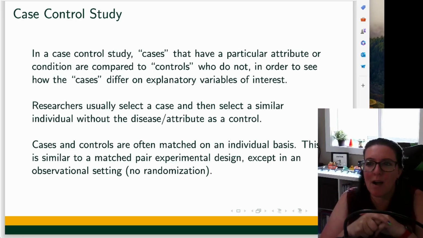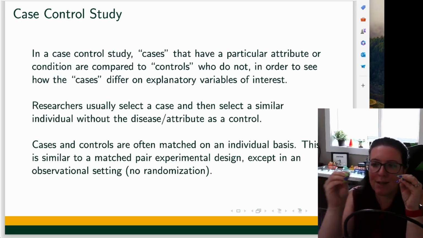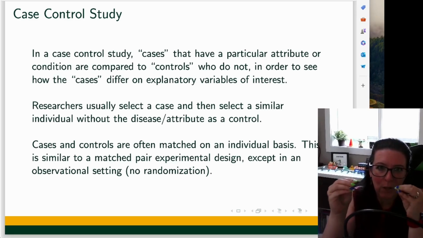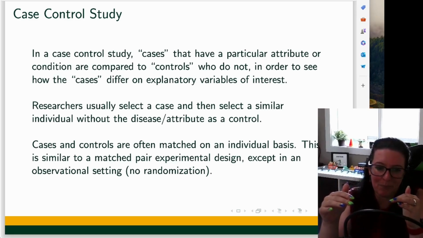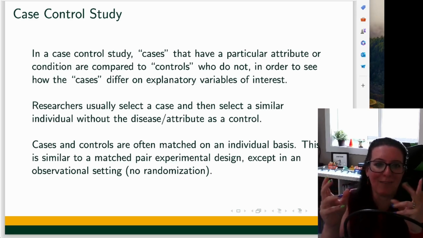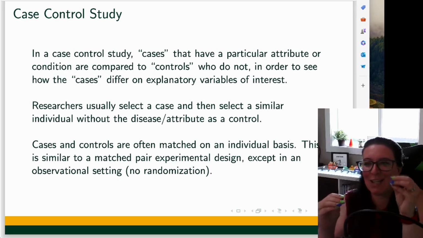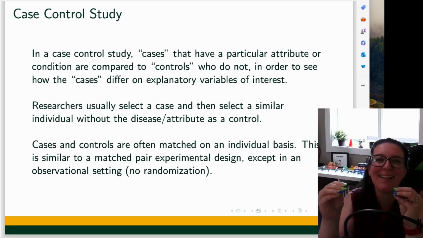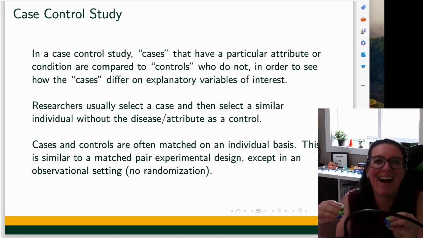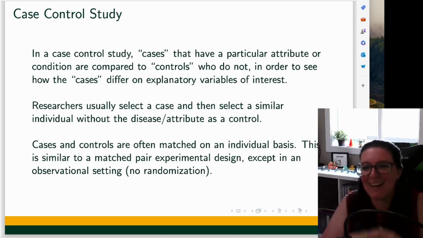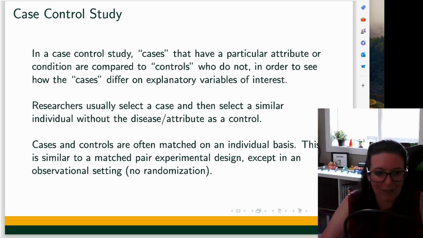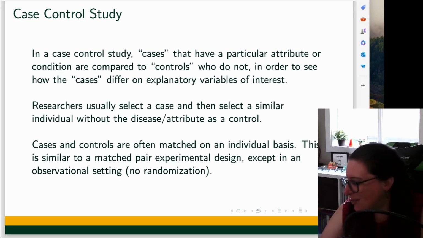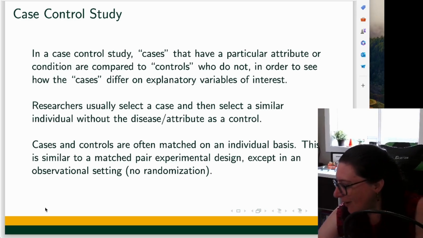A matched pair is high income in both the high lead and low lead, low income in both the high lead and low lead, high income in both the low lead and high lead, so that they are similar in every way as much as possible, except for the lead issue, is what we're trying to accomplish.